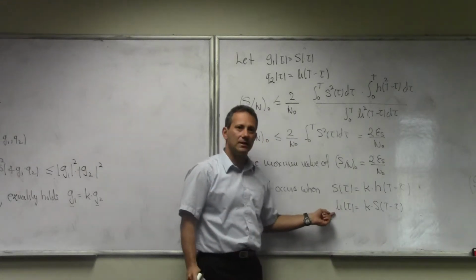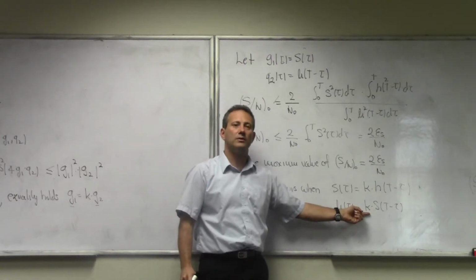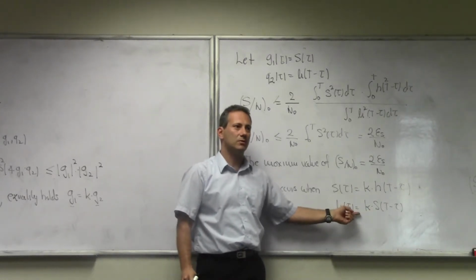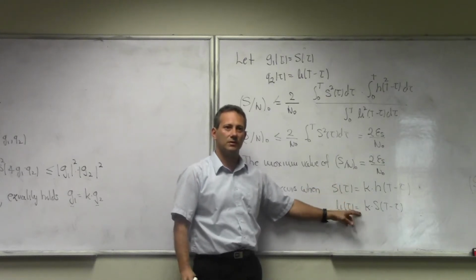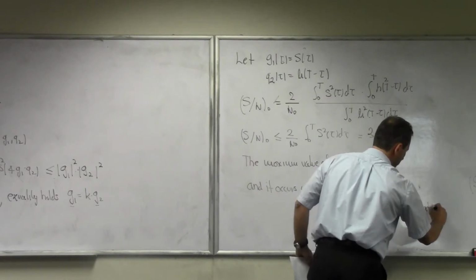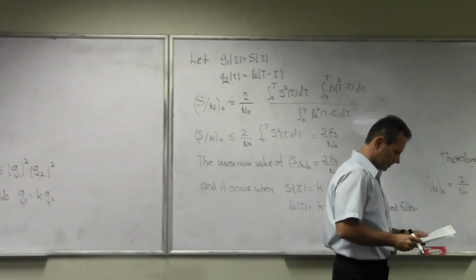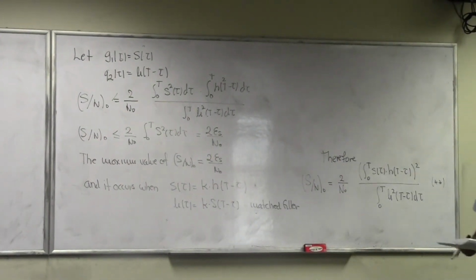Well, what is this? I'm saying that my impulse response has to be equal to this. How do we call the filter where the impulse response is equal to your signal flipped and shifted? Matched. So the filter needs to be a matched filter. Okay? So that's a conclusion. Out of all possible choices for the filter that I have at the receiver side, the one that maximizes my signal to output noise ratio is going to be the matched filter.